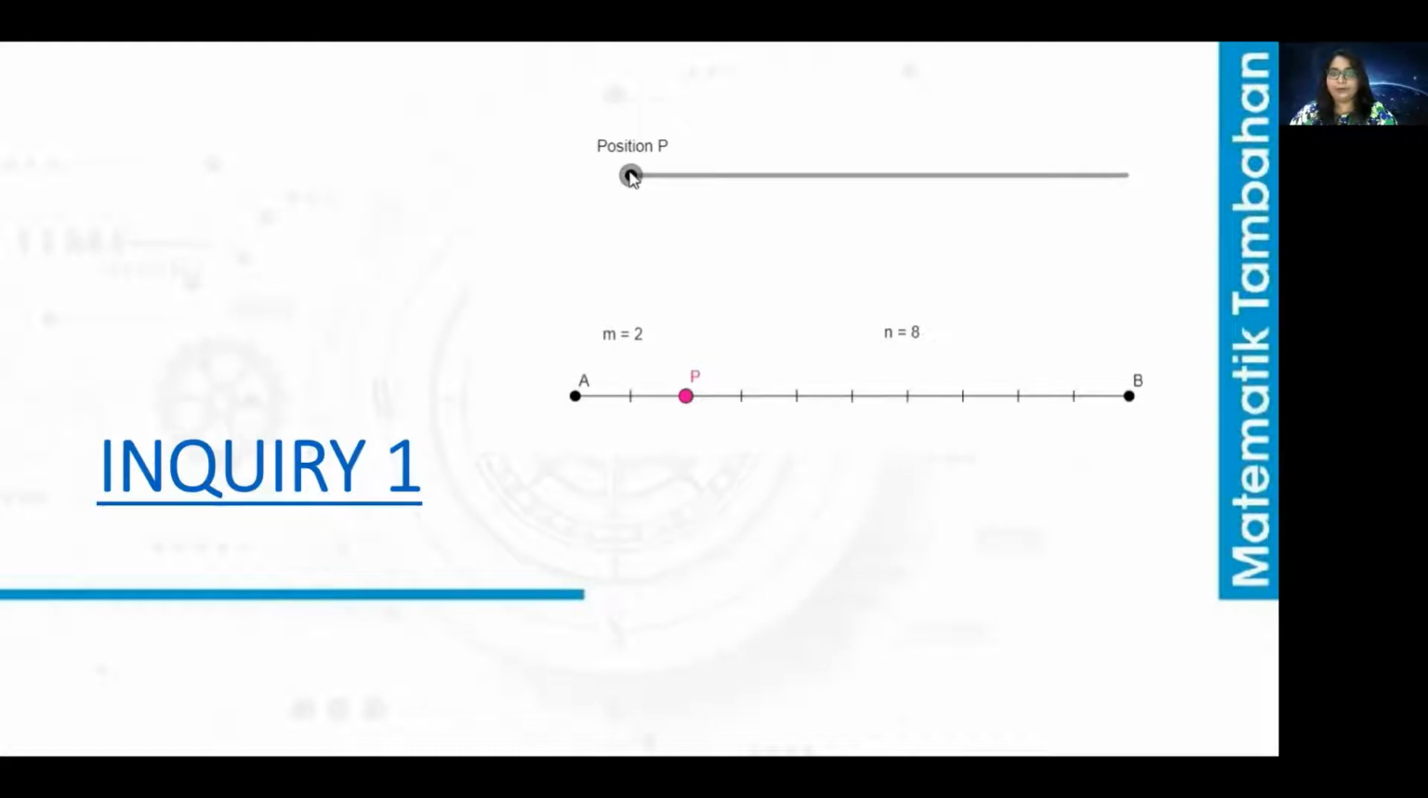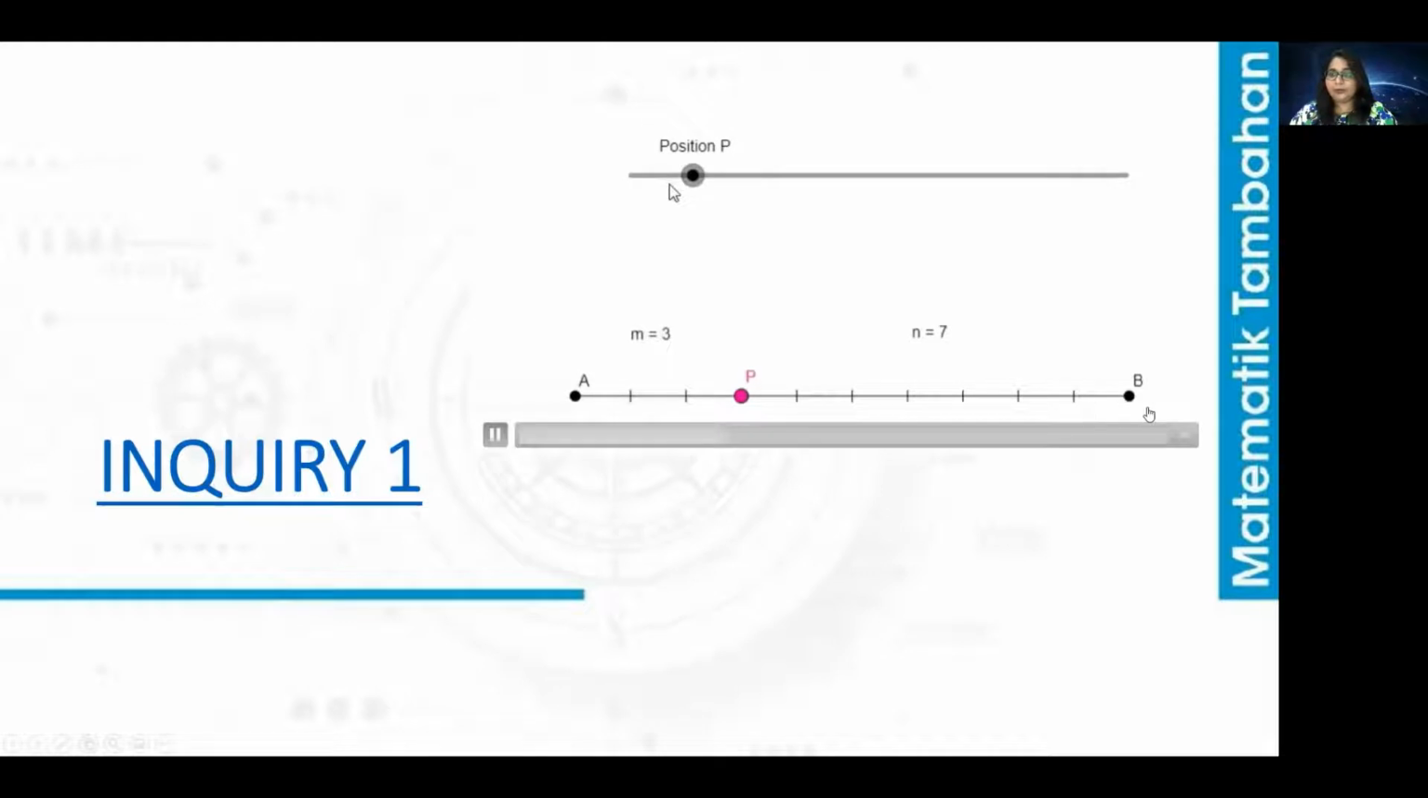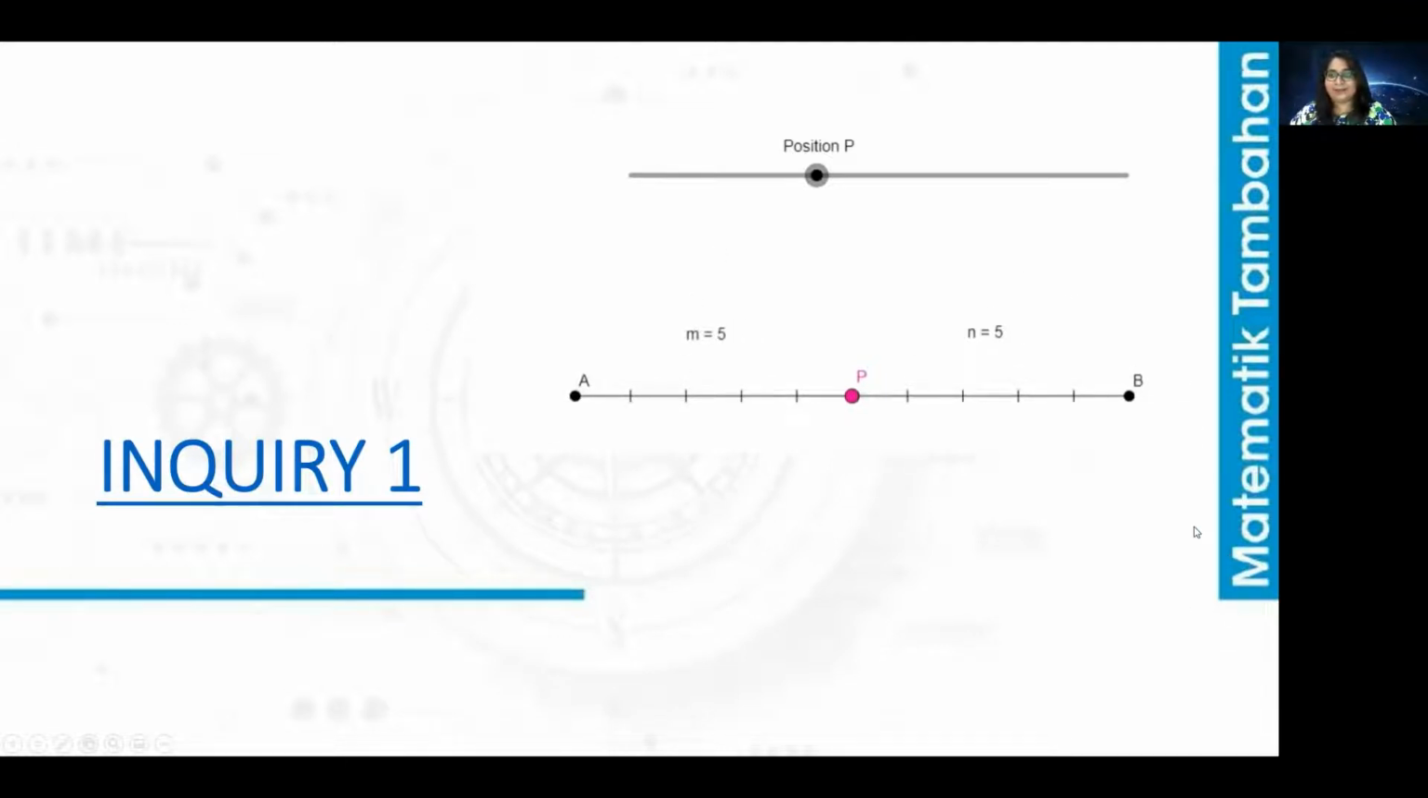Now, when we move the position of point P towards point B, we see that the value of n decreases and the value of m increases, but the sum remains the same. And when we move away from point B, the value of m decreases and n increases, but the sum remains the same. Also observe that the distance between AP and PB is the same when the values of m and n are the same. So let's discuss our findings.